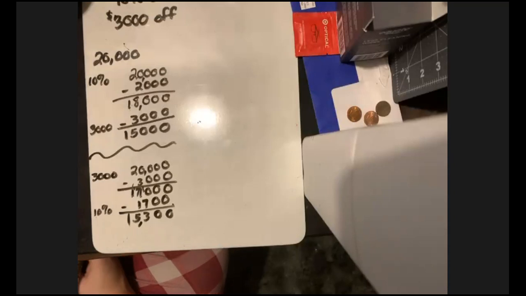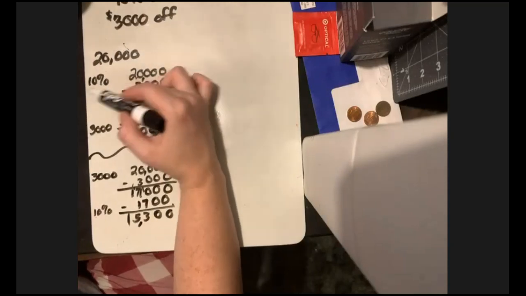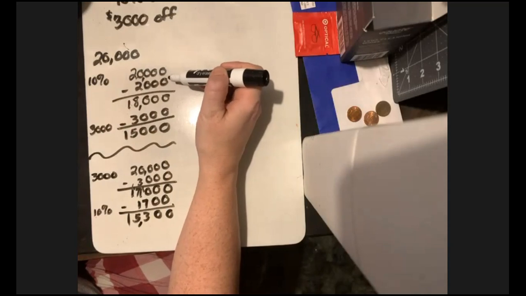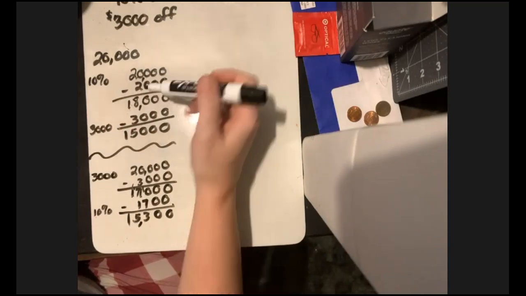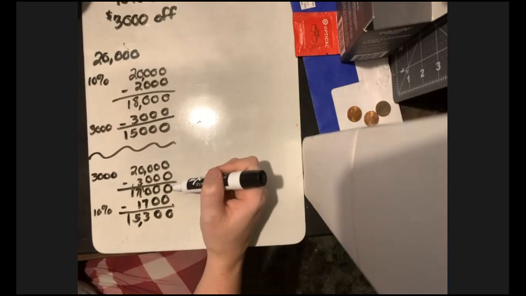The dealership that was cheaper had done a percentage discount first. And because that percentage discount was being done on a higher value, it was a higher amount off. Whereas here, because they took the $3,000 off first, by the time that percentage hits, it's on a smaller valued item.